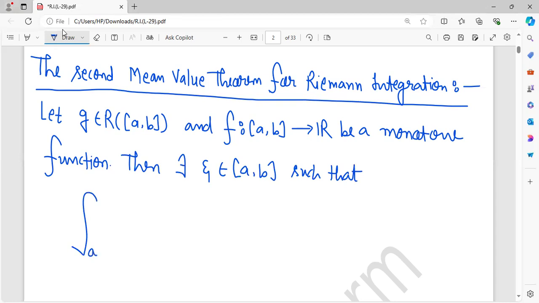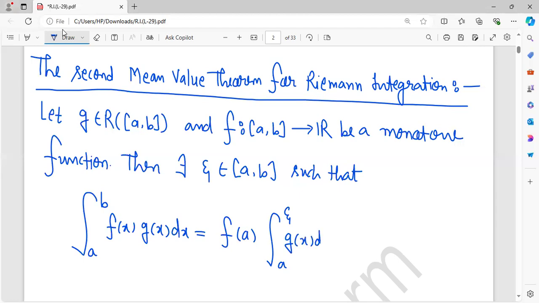integral a to b f(x) g(x) dx is equal to f(a) integral a to ξ g(x) dx plus f(b) integral ξ to b g(x) dx. Let's see its proof, how it will work.